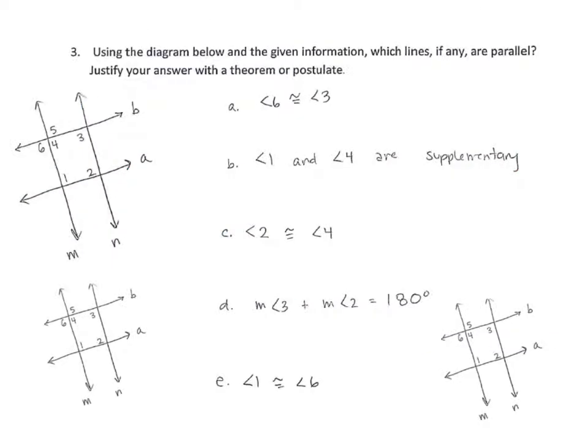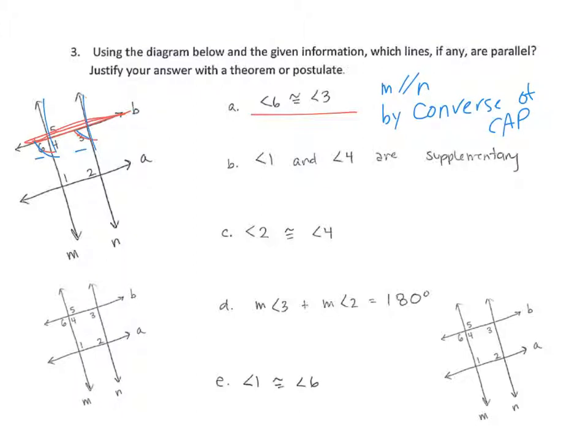Okay, so now we're going to be given statements and we have to say if anything is parallel and why. So I'm going to mark angle 6 is congruent to angle 3. So what kind of angles are there? Well, this is a transversal and these two are the parallel lines because the corresponding angles, angle 6 and angle 3, are congruent. So I know that line M is parallel to line N by the converse of the corresponding angle postulate, which says if the corresponding angles are congruent, then the lines are parallel.